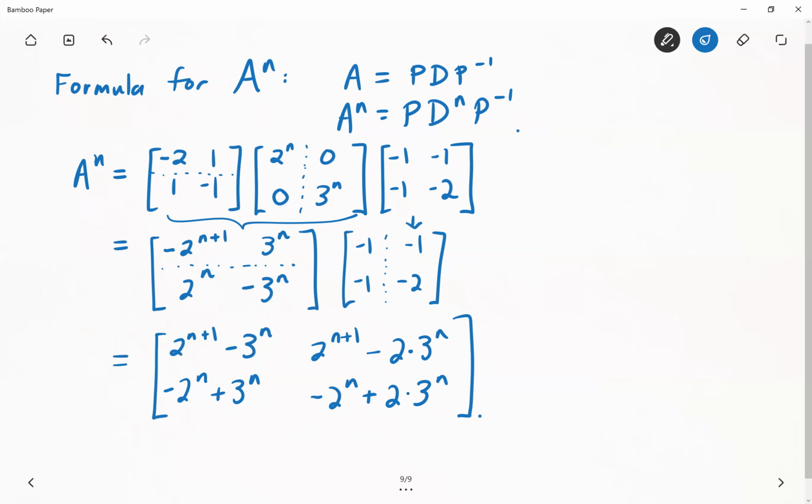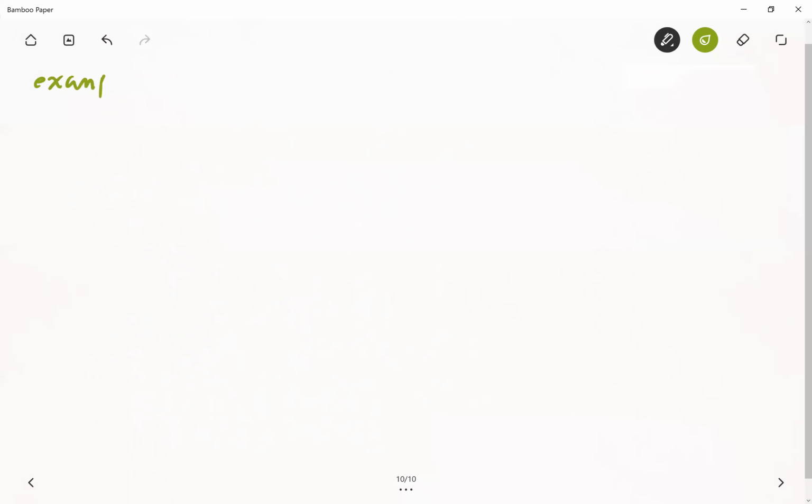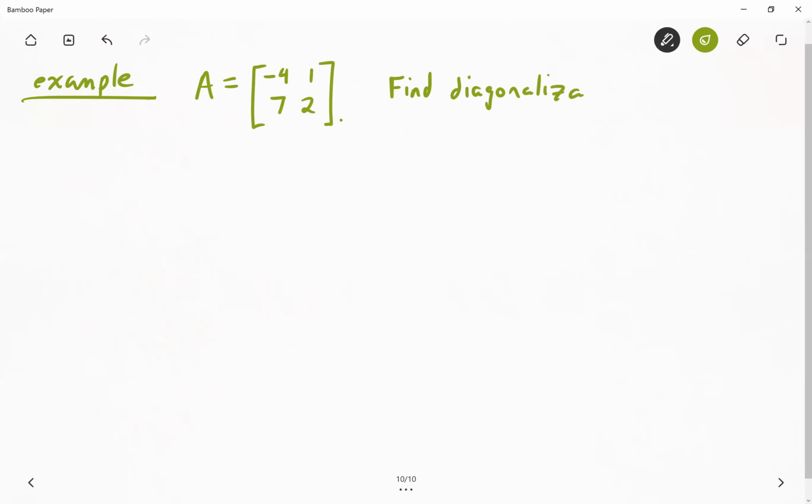All right, let's do maybe one more example together. I'll switch colors just for fun. Let's see, for this example, let's say A is the matrix, I don't know, let's say negative 4, 1, 7, and 2. And again, we'd like to go ahead and find the diagonalization. Right, so we want to be able to write A as P times D times P inverse.